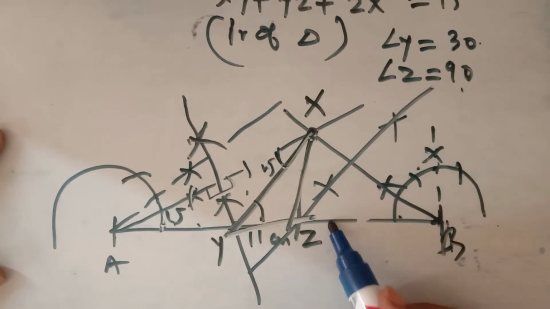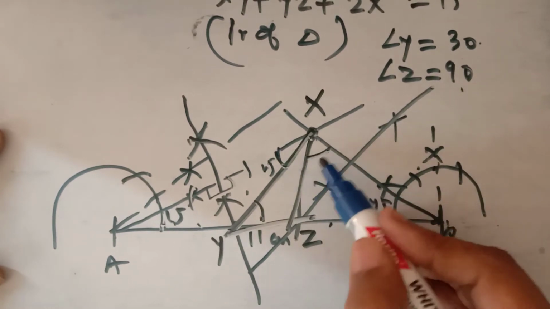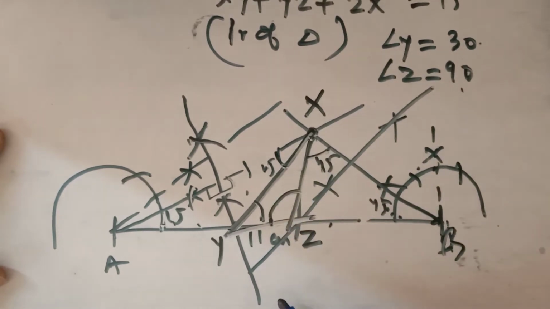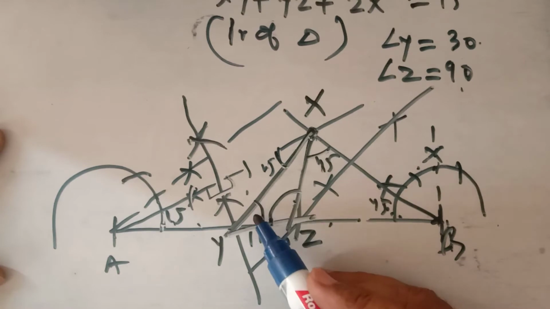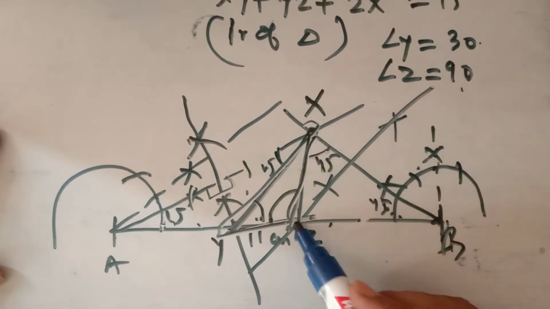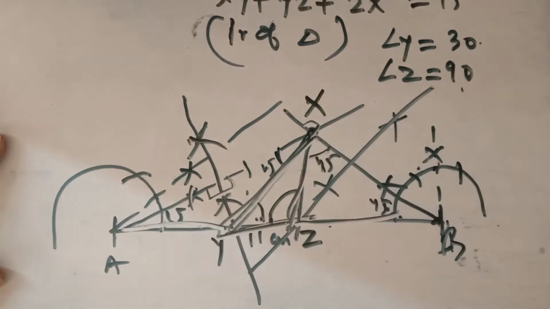Similarly, this is a perpendicular bisector. This angle is how much? 45. This is a perpendicular bisector. This angle will be equal to 45. So 45 plus 45, it will be equal to 90. So this will be 90 and this will be 30, and the sum of these three sides will be equal to 11, because this side is equal to this and this side is equal to this. So the perimeter will be 11 itself.